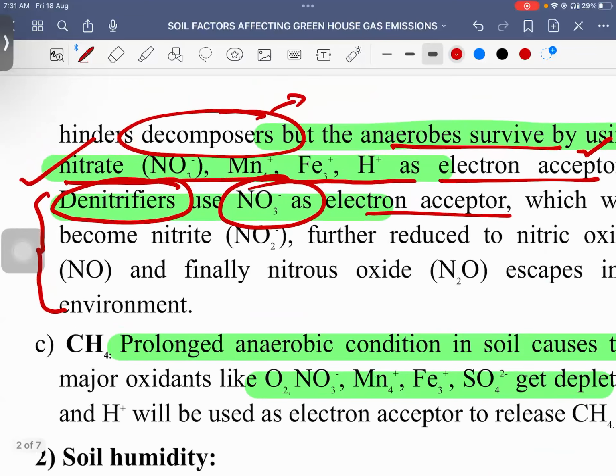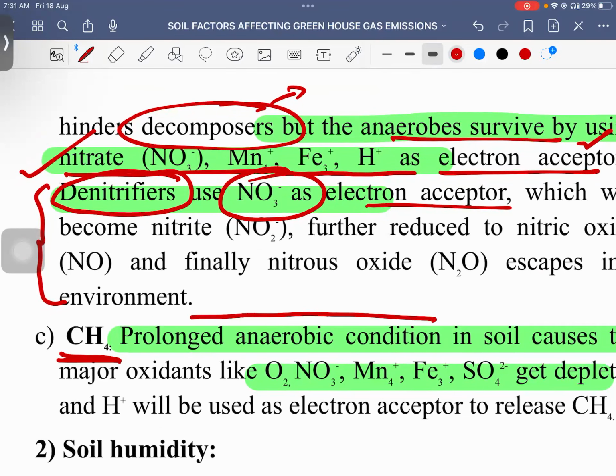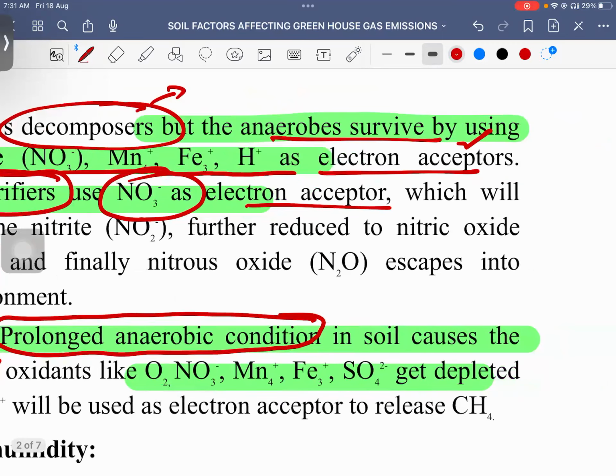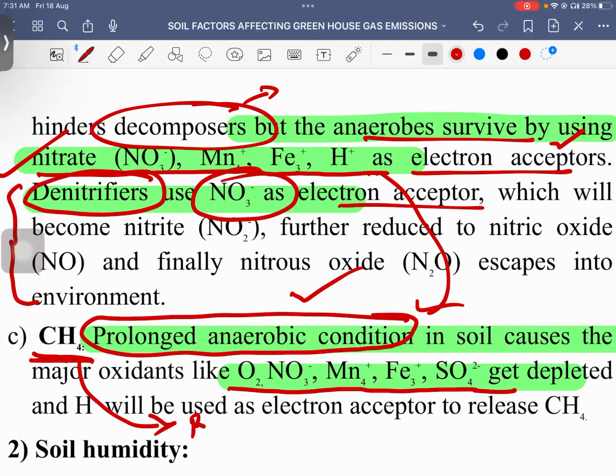Next is CH4. It happens because of prolonged anaerobic conditions in the soil, which deplete major oxidants like O2, NO3, Mn4+, Fe3+, and SO4 2-. Similarly, in anaerobic conditions these components will be exposed. This is also mainly the case in rice fields.